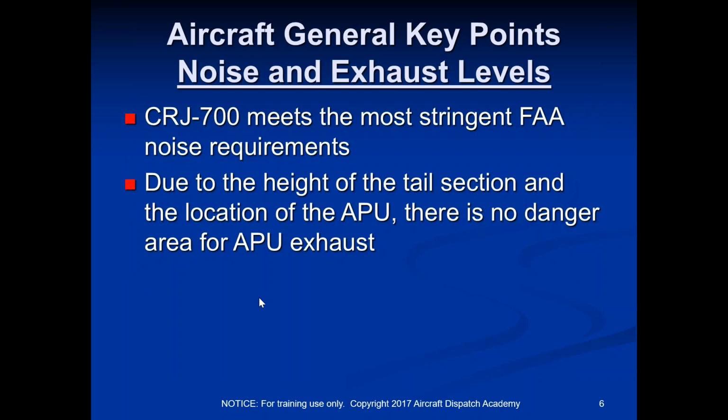Aircraft general key points, noise and exhaust levels. The CRJ700 meets the most stringent FAA noise requirements. Due to the height of the tail section and the location of the APU, there is no danger area for APU exhaust. So Andrew might be able to talk more about that. Like the CRJ200 has an APU, we'll talk about the APU in a minute, but the exhaust is right next to one of the doors.